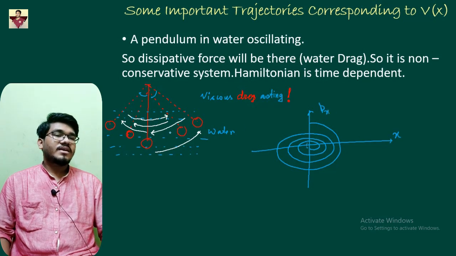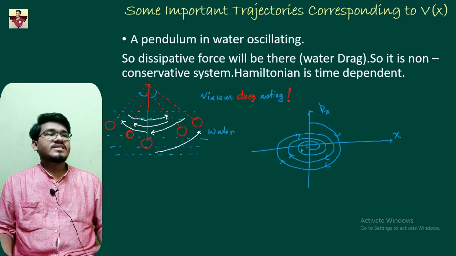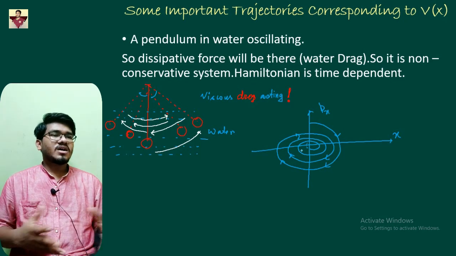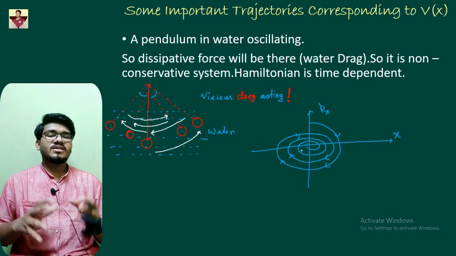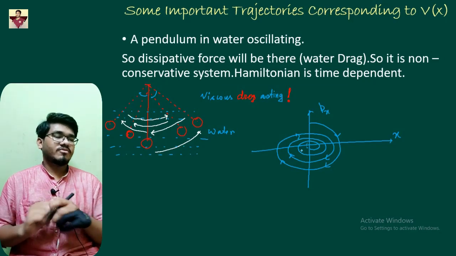Okay, so initially x is 0, I give an initial momentum, then the oscillation starts, so it will be looking like this. So gradually the momentum will also decrease, and next time it will further decrease, more and more, and then if you want to give the direction, it will be this way. Okay, so it is a simple case of a non-conservative system. This way you can draw this kind of graph.